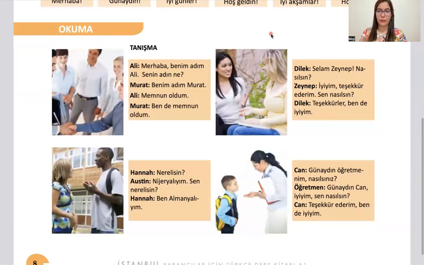As you can see, there is the first one, a conversation between Ali and Murat. I'll read it first, then I'll tell you the translation. Ali, merhaba. Benim adım Ali. Senin adın ne? Murat, benim adım Murat. Ali, memnun oldum. Murat, ben de memnun oldum.